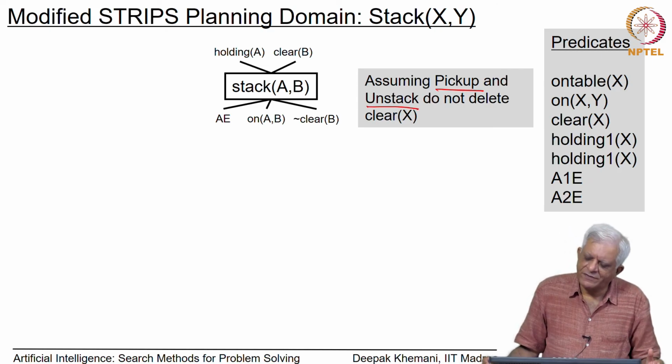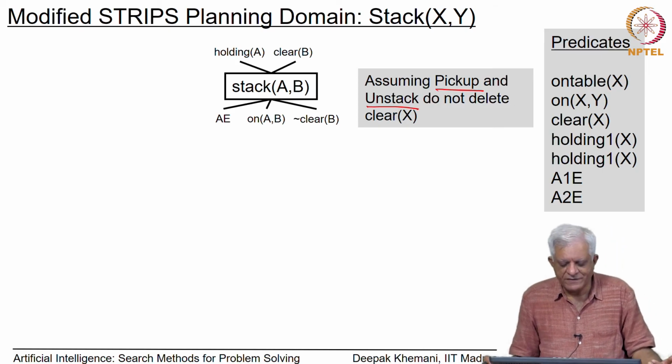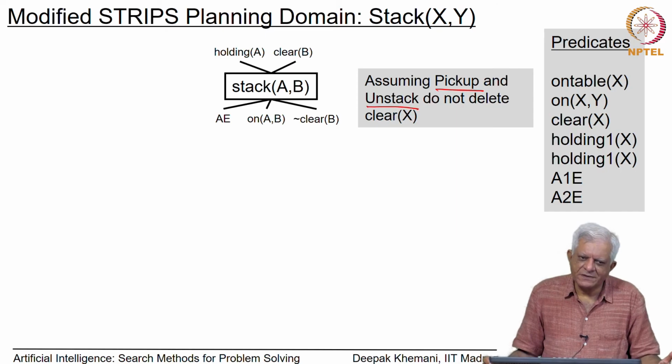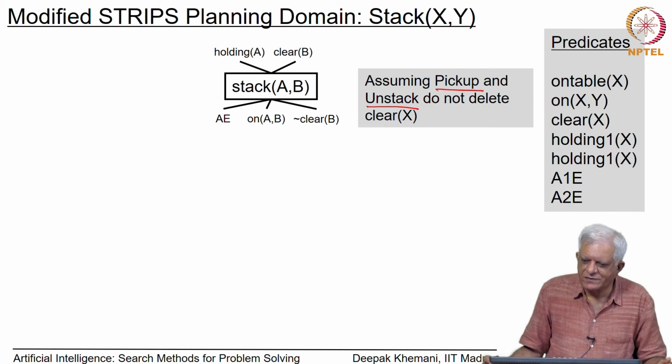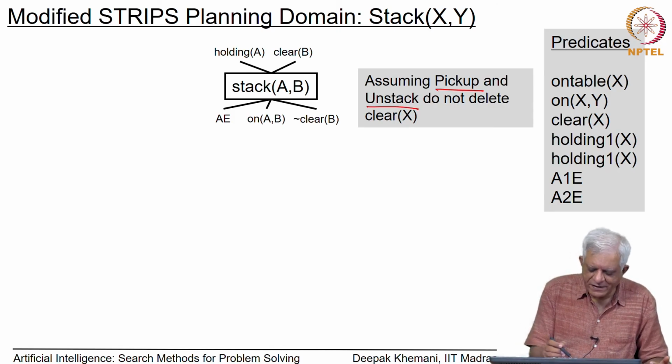We may want to consider the possibility of our two arm robot being very versatile and being able to, for example, stack one block on another while holding the other block. So, then we have to be a bit careful about this clear predicate. In the simpler case, we assume that we had not deleted clear X. So, when we stack A onto B, for example, in this case, we do not have to add another effect which says clear A.